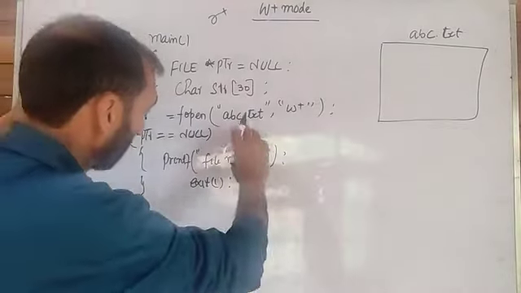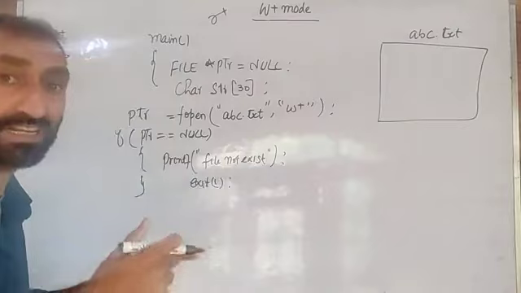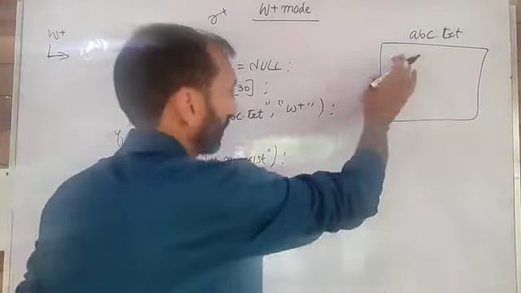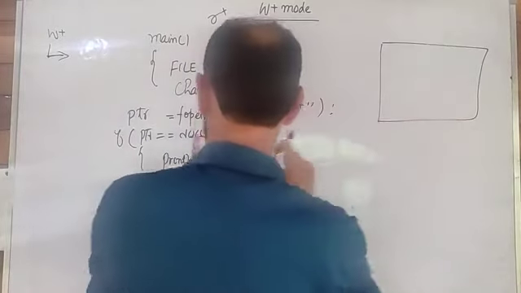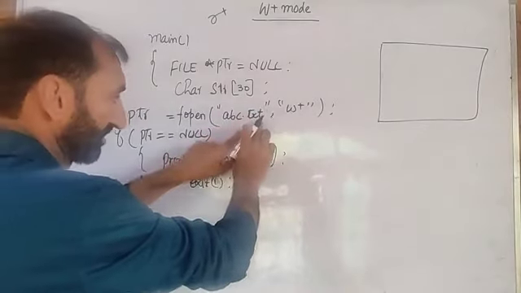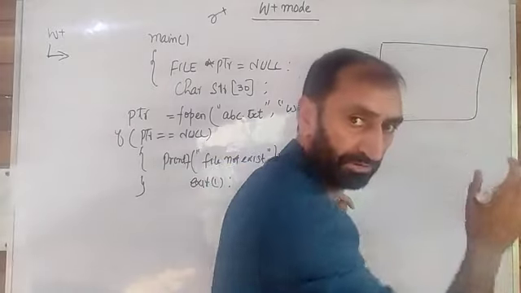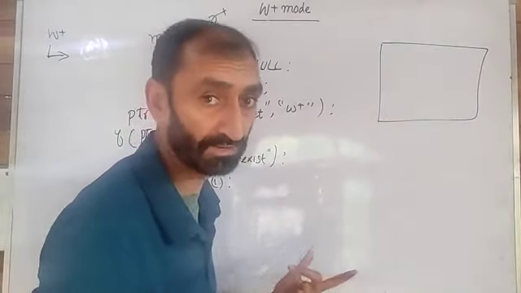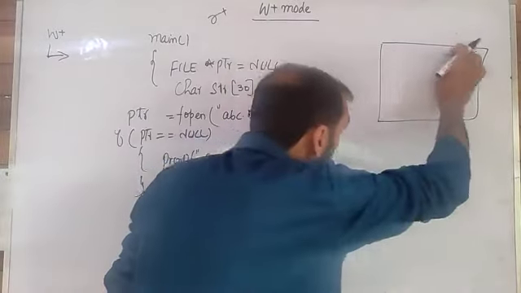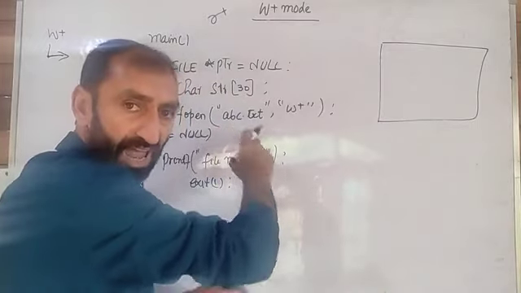If we open the file in W+ mode, what will happen? If there is not a file ABC, it will create a new file and then open it. For example, here is not a file ABC. I tried to open a file abc.txt in W+ mode, but the file is not in the hard disk. What will be the result? This W+ mode will create a new file in the hard disk by name abc.txt and will open it.